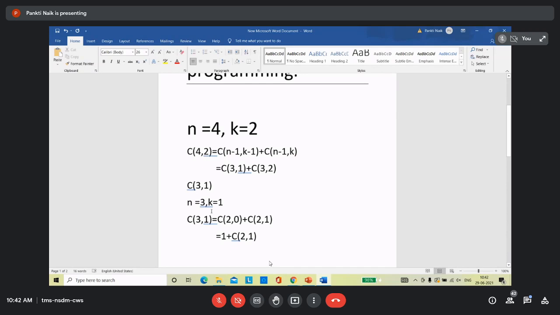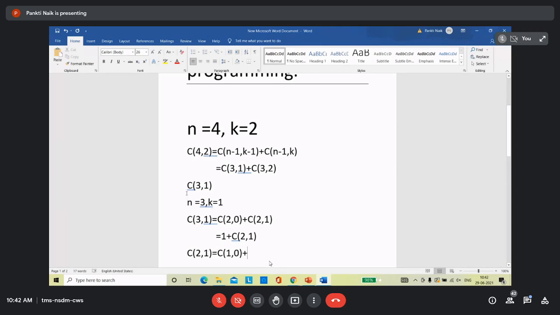So now next is to find the binomial coefficient for 2, comma 1, which is C of n equals 2, k equals 1. So C of 2, 1 is equal to C of n minus 1, that is 1, and k minus 1 equals 0. Right? Write everything properly in your book. Write down each and every step.